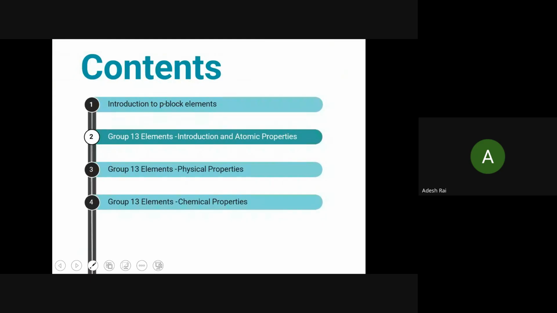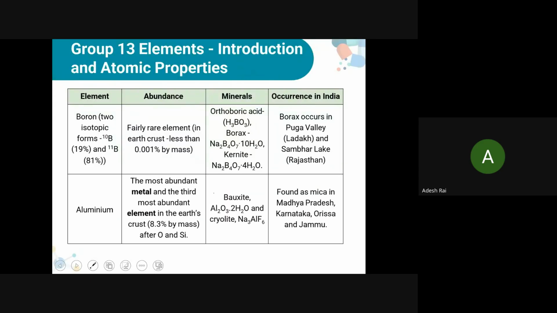Now, generally in the boron family, in group 13, the two elements that we have to study extensively are boron and aluminum. Is that clear? The two elements that we are going to study extensively throughout are boron and aluminum. Now, boron, if you refer to this table, shows how much abundance it has, in which mineral it is found, and in which place of India we get this element.